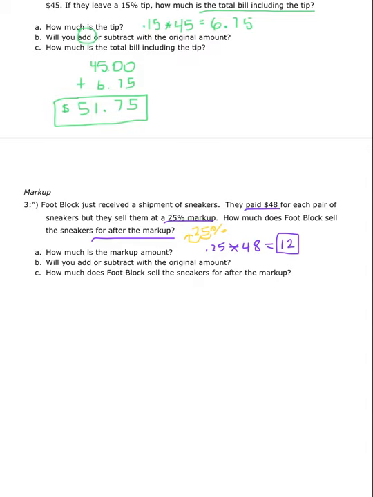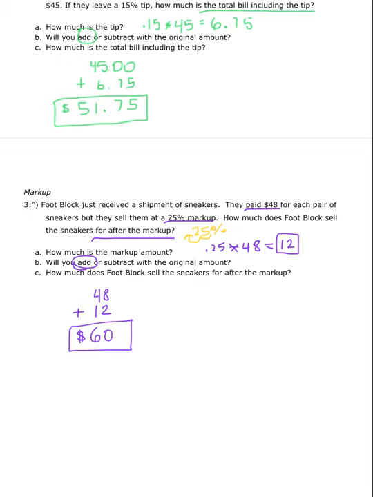Now, if they're marking it up, that means they're charging you more, therefore you're going to add to the $48. Since there's no decimal values, I don't need to line up decimals, but I can if I want to. Adding this up, I got a total amount including the markup of $60. So they buy the sneakers for $48, but then they put them on the shelf and sell them to you for $60.